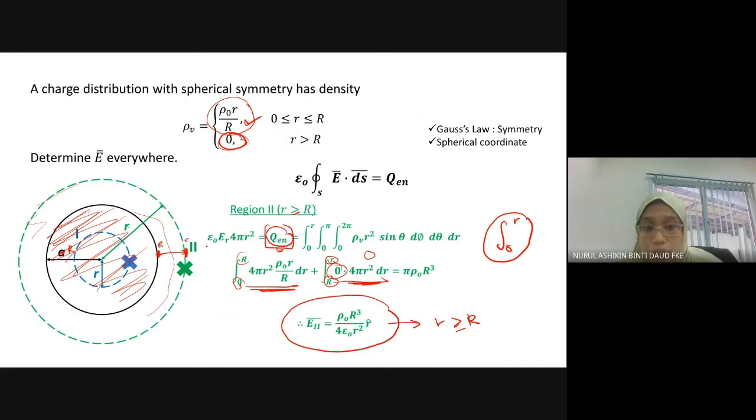I am not too worried about the left hand side, because I think you are already clear. Only the right hand side. Be careful about the range of the charge existence.